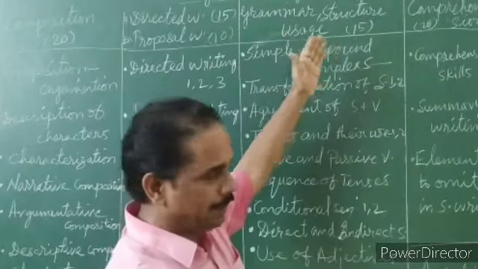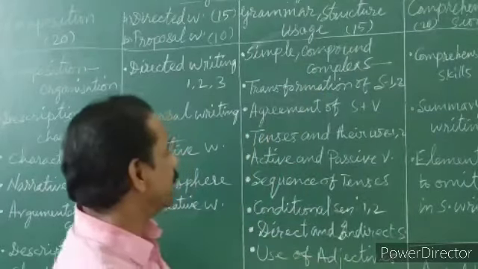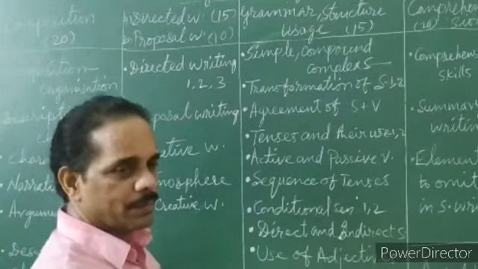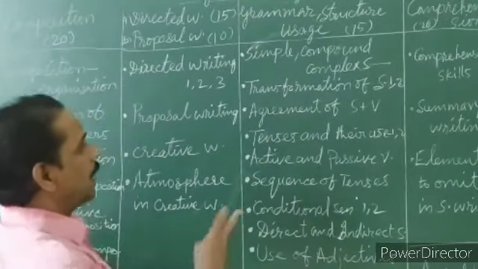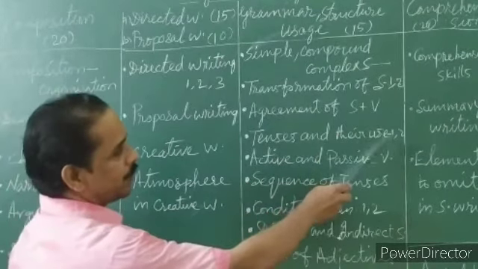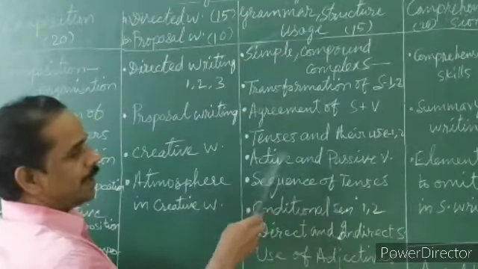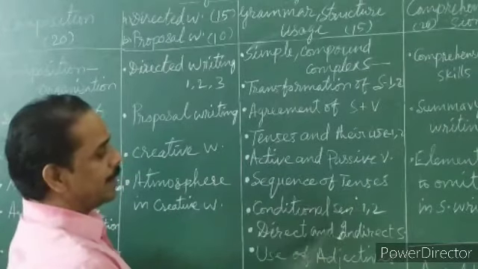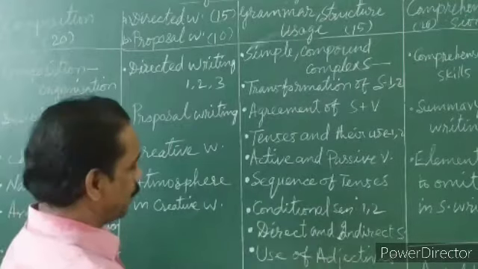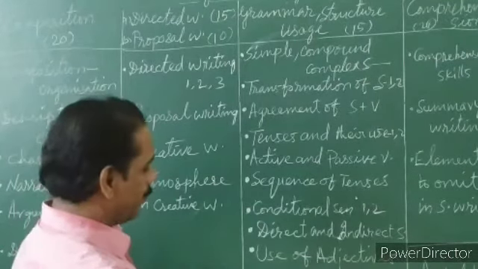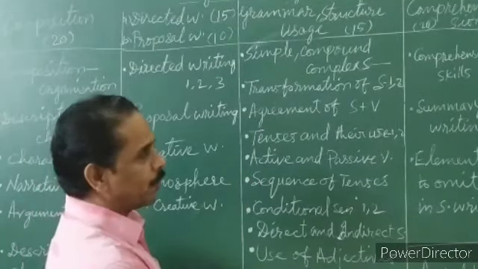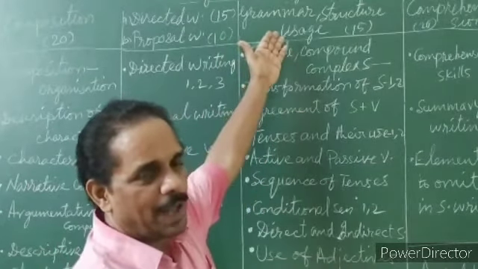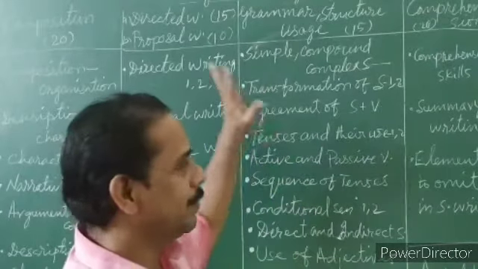Pure grammar, structure and usage, 15 mark question. So these are the items: simple, compound, complex sentences, transformation of sentences, agreement of subject and verb, tenses and their uses. There are 2 sections: tenses and their uses 1 and 2, active and passive voice, sequence of tenses, conditional sentences 1 and 2, direct and indirect speech, use of adjectives, use of since and for, use of multiple prepositions. There are 2 sections, 1 and 2. So now very clearly you know what the sections are meant for. Question number 3, grammar, structure and usage. These are the items you have to concentrate on. Very easy. Now everything is systematized.